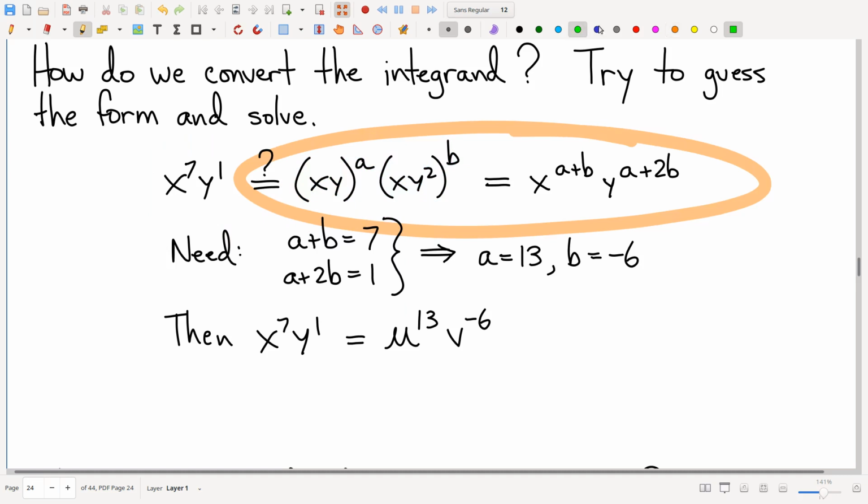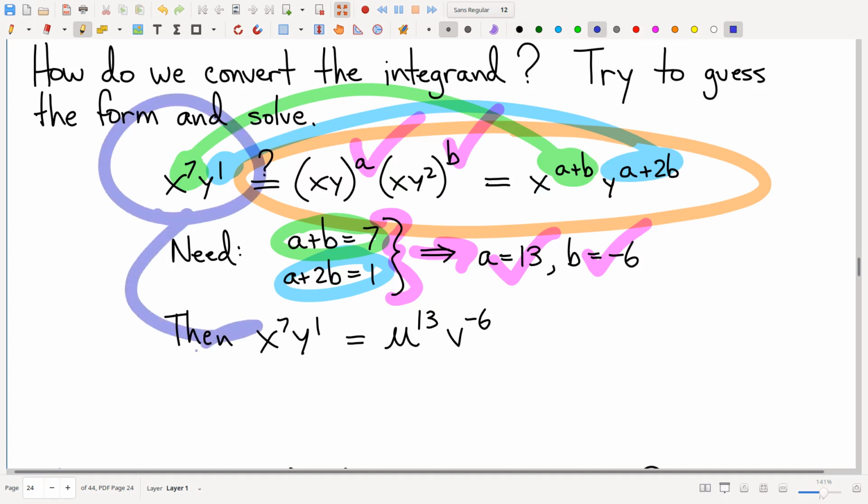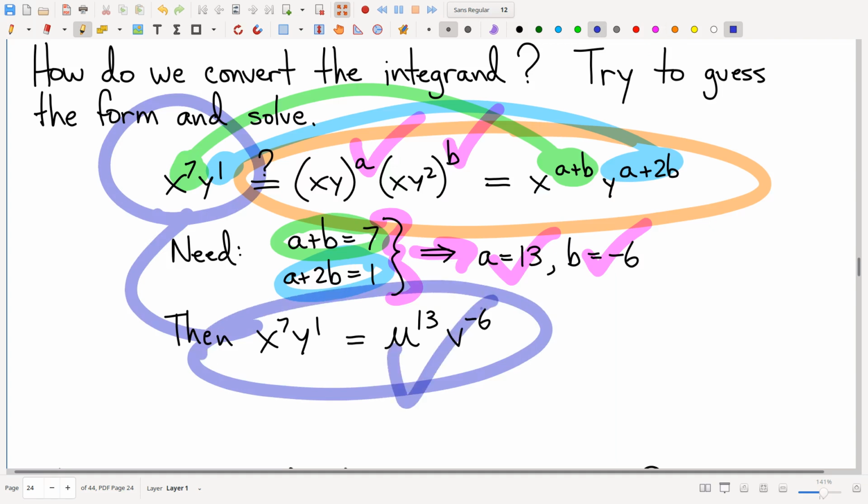You multiply that out. The x exponents have to equal, the y exponents have to equal. You can then solve and get your a and your b, and thus the expression that we were interested in the first place. I've got it now written in terms of u and v. So, like I say, guess, an educated guess based on the forms that you're looking at, and then work out the specifics.